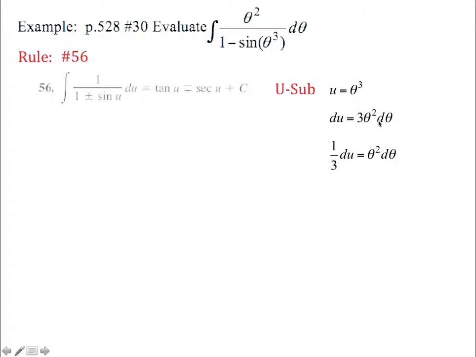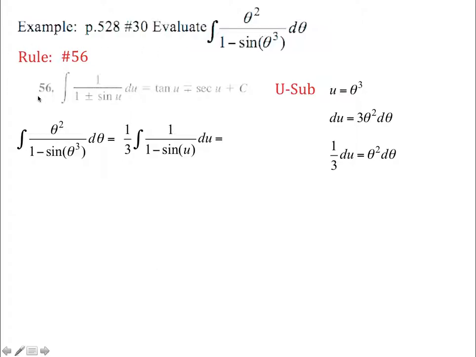So this expression really becomes this. Here is my theta squared d theta, and that's going to be replaced by a 1/3 du, with the 1/3 out front there and the du inside. And then my u sub down in the bottom. Now it looks like this.